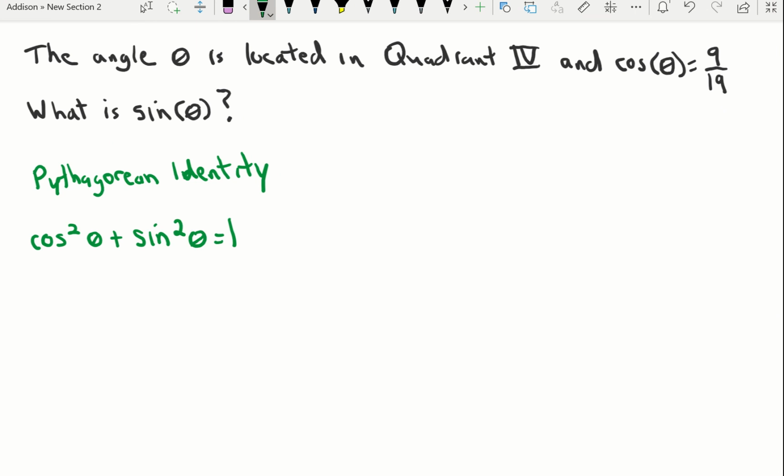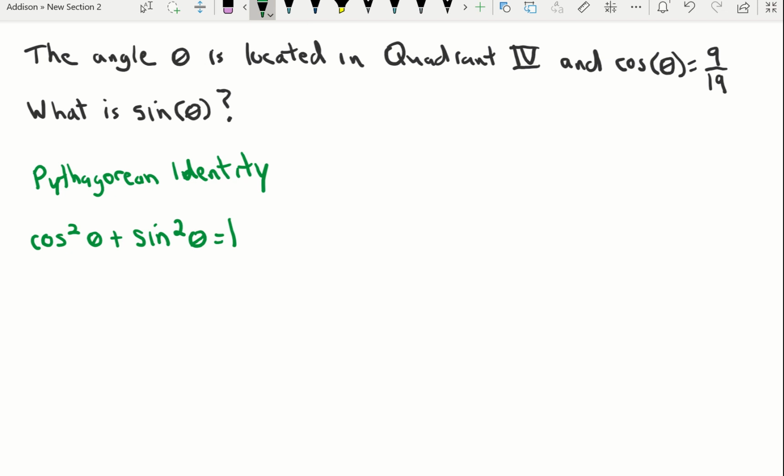Okay, here's the question. The angle theta is located in quadrant 4, and cosine of theta is equal to 9 over 19. We have to figure out the value of sine of theta, and we're going to use the Pythagorean identity to do that. That's cos squared theta plus sine squared theta equals 1.